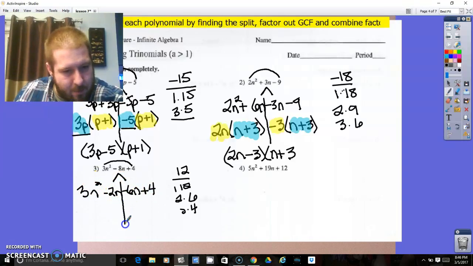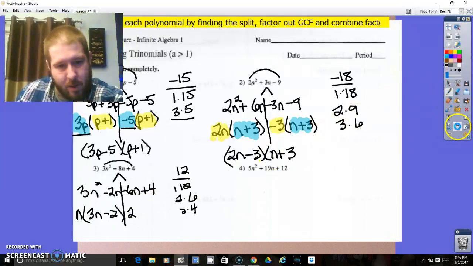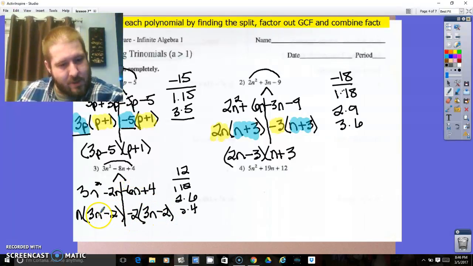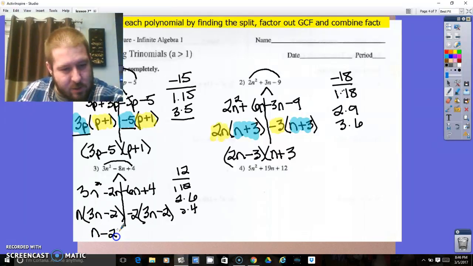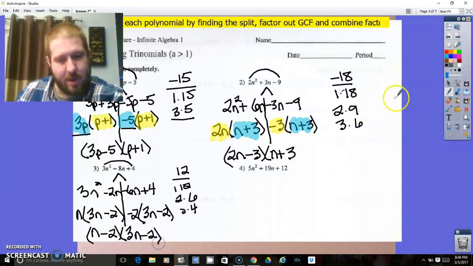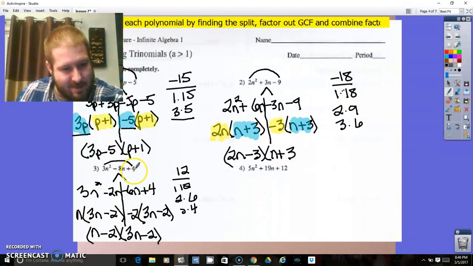All right, split the problem in half. Both of these can be divided by n. So this divided by that is 3n, and this divided by n is minus 2. Both of these can be divided by 2. Actually, there's another rule here. If the first term is negative, you have to factor out that negative. So this divided by negative 2 is n, and this divided by negative 2 is minus 2. So once again, insides are the same. So n minus 2 times 3n minus 2. There's your answer. This times this is this.